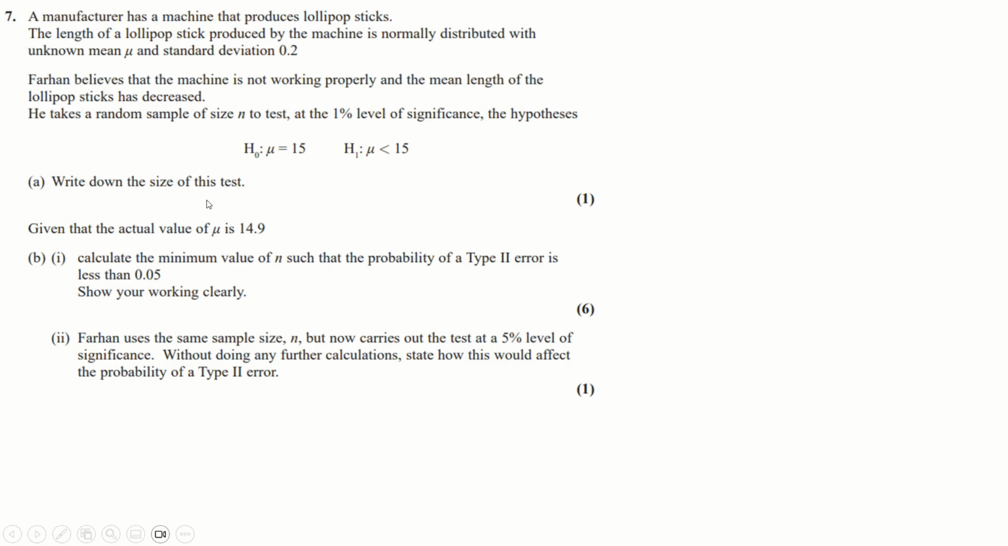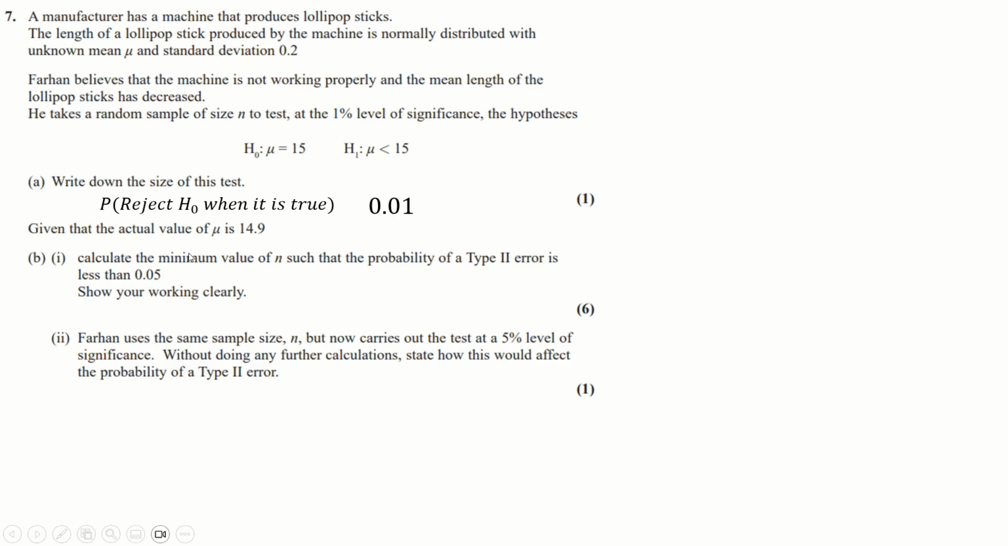Well, the size is just the probability of rejecting H0 when it's true, which of course is just this 0.01, the probability being in this area here. So that's just 0.01 based on the level of significance. That's just what that is. That's a nice, easy mark to start off with.